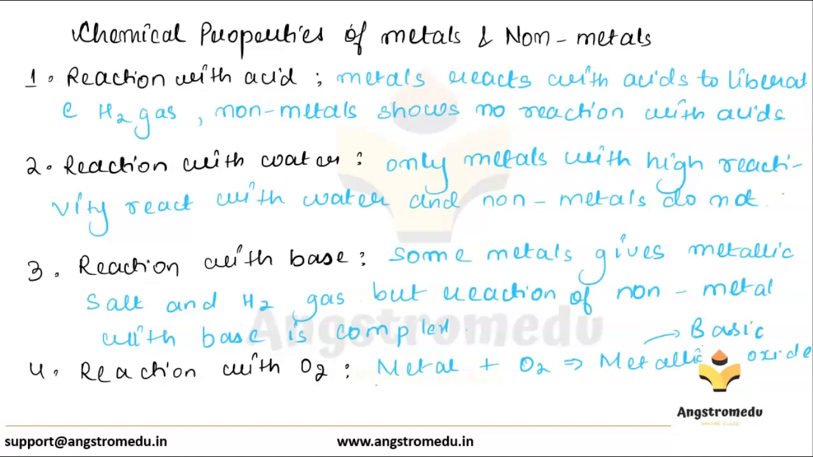And when a non-metal reacts with oxygen, oxides of non-metals are formed, and these oxides are acidic in nature. So non-metal plus oxygen gives non-metallic oxides, and these are acidic in nature. So this is all about the chemical properties of metals and non-metals.